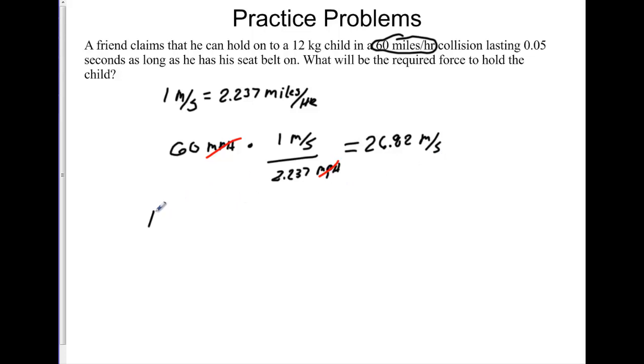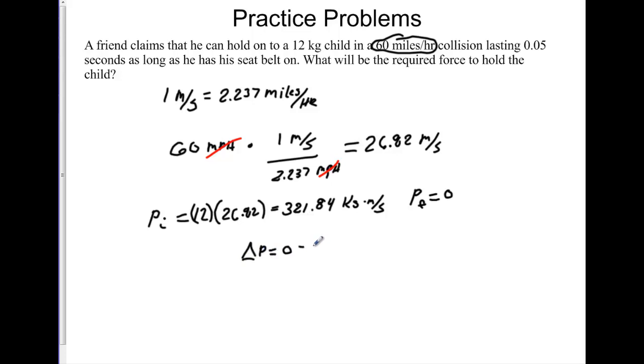Alright, so let's find out what's taking place here. We know that our initial momentum would equal the mass of the child, which is 12 kilograms. Again, always make sure units are in kilograms. We're going to multiply that by 26.82, and that will give our initial momentum. 26.82 times 12 gives me a value of 321.84, again in kilograms times meters per second. Since the crash is taking place, I'm going to come to a stop, so PF is equal to 0. So our change in momentum, delta P, would equal our final momentum, 0, minus 321.84, which gives us a change in momentum of negative 321.84 kilogram meters per second.